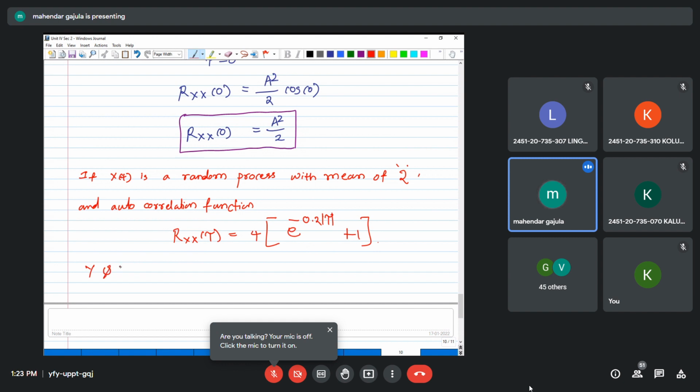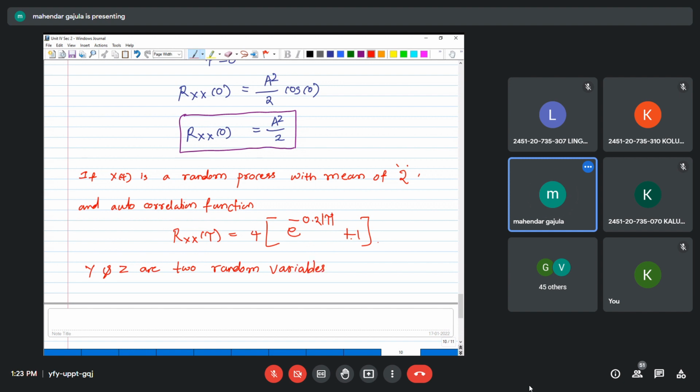Next, y and z are two random variables obtained from xt at t equals 2 seconds and t equals 4 seconds respectively.